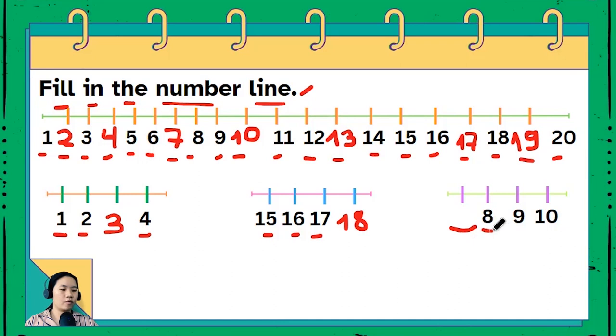So what's before 8? As you can see over here, before 8 is 7. So it is 7. 7, 8, 9, 10.